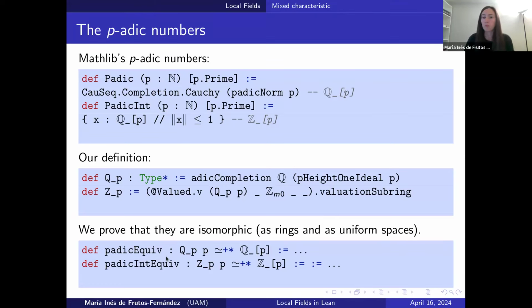But of course, we want to make sure that everything that we are doing is still compatible with Mathlib. So a way we did this is we provided isomorphisms between our version of the p-adics and Mathlib's version of the p-adics, and same for the p-adic integers.